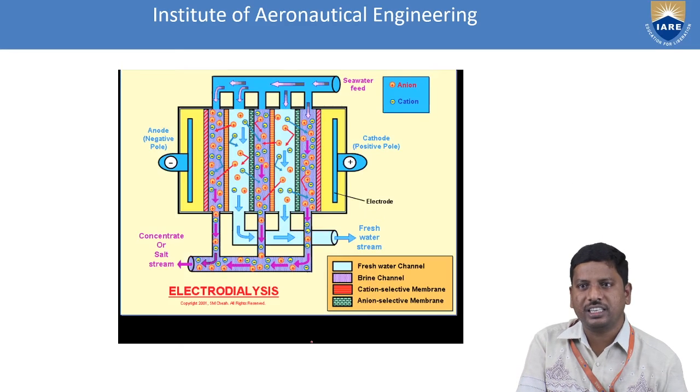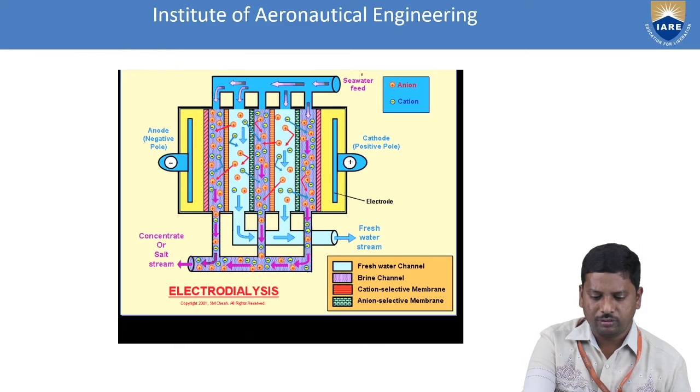Let us see the diagrammatic representation of electrodialysis. The anode, the negative pole, is present on the left side and the cathode, the positive pole, is present on the right side. Under the applied EMF, what happens? Initially, seawater is taken as the feed water.